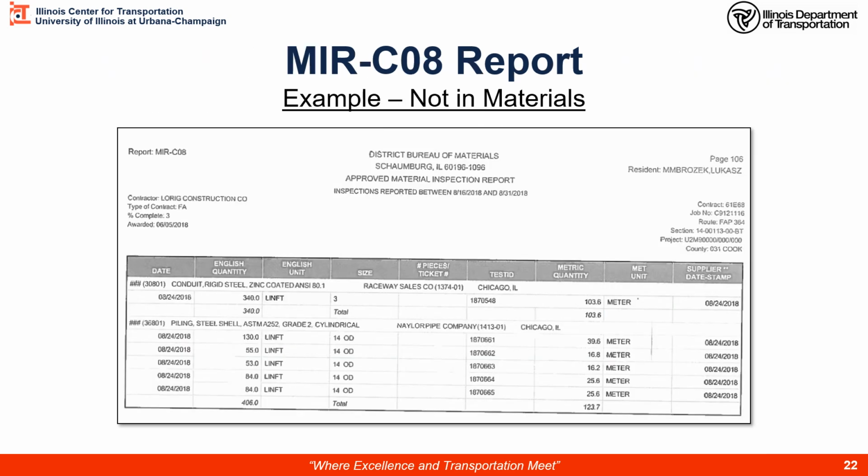Here we have an example of the MERC 08 report. This is basically an accounting of what material inspections you have submitted to your district materials office. It is put out on a date range and is basically a checkbook register to say, hey, this is the district materials office. We're telling you these are the quantities of materials you have submitted inspection for during the time period quoted on the ticket.